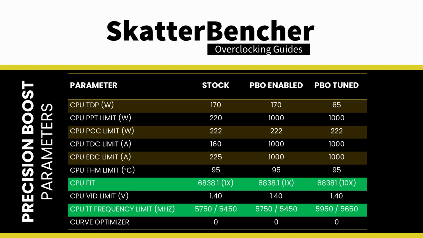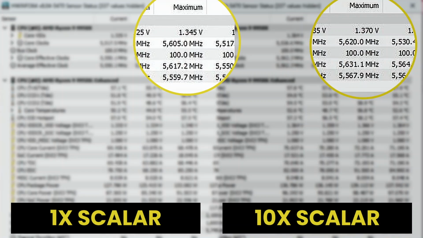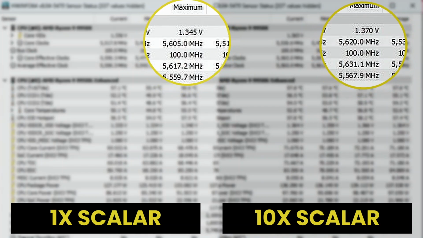The programmed FIT value of this particular Ryzen 9 9950X is 6838.1. So with a 10x scalar, the new FIT value is 68,381. We find that in an all-core workload, the maximum voltage increased from 1.345 volt to 1.37 volt. That's not a big increase, but in voltage-constrained scenarios, every little bit helps.